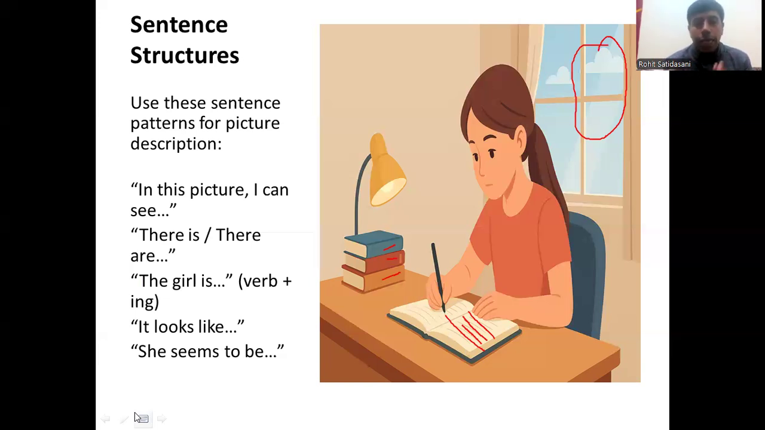It looks like what? It looks like that she's completing her homework, maybe. Or it looks like that she's writing the diary for the day she spent. She seems to be concentrated, or we can say she seems to be focused. So, whatever you think about the situation, the scene, you can add up. All right. Good.